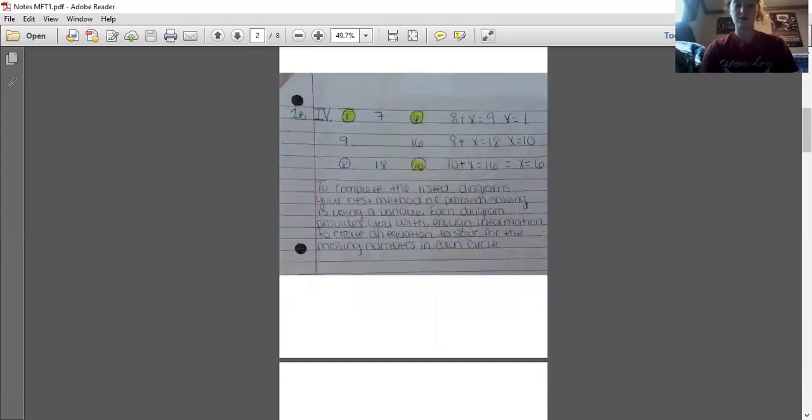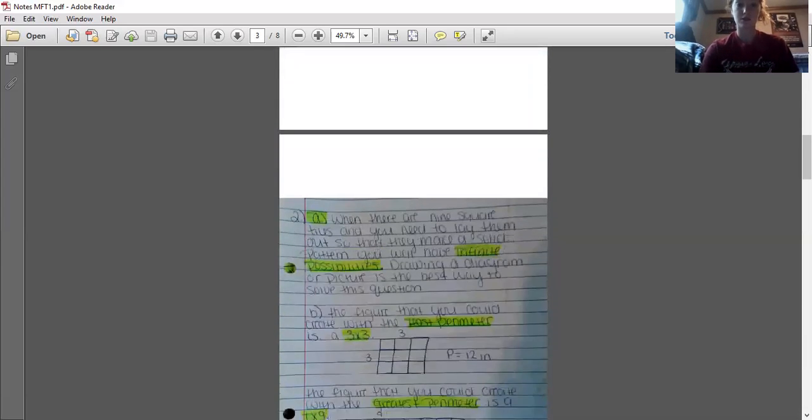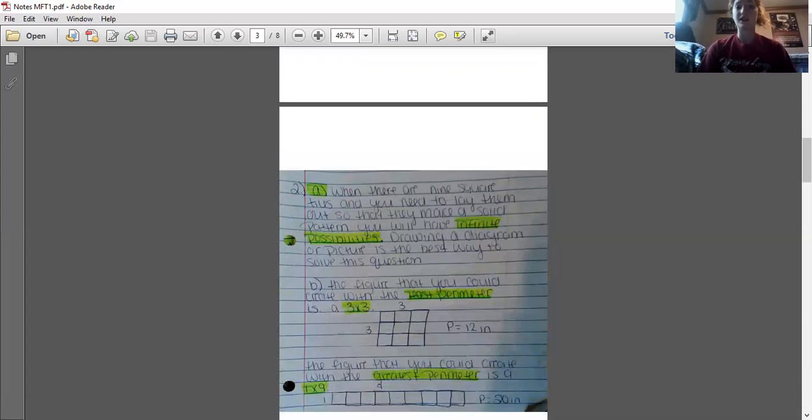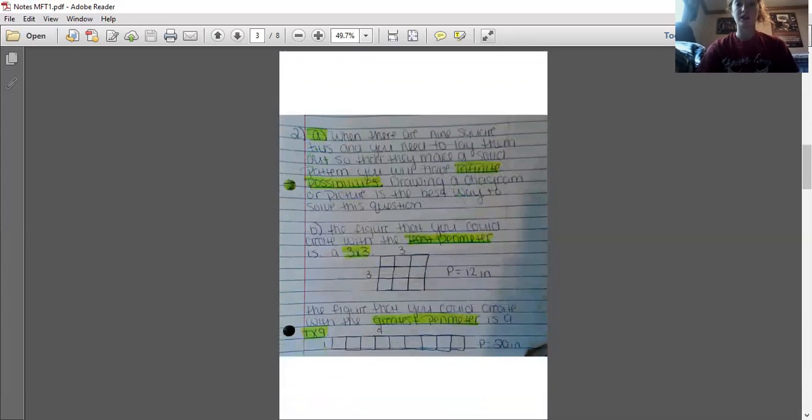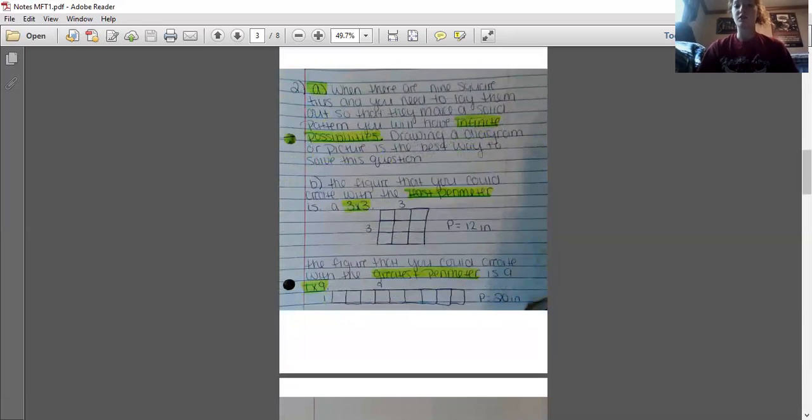Alright, so we're going to go down to number 2. When there are 9 square tiles, you need to lay them out so that they make a solid pattern. You will have infinite possibilities. Drawing a diagram or a picture is the best way to solve this problem. In part B, the figure that you could create with the least perimeter is the 3 by 3.